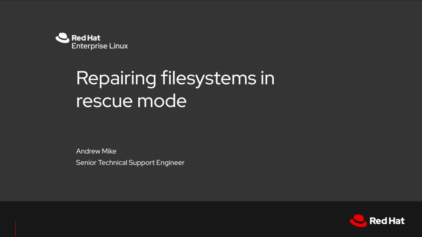Data loss happens to the best of us, whether through hardware failure, software errors, network outages affecting network-attached storage, or other issues. Linux file systems can enter a state where they are unable to be mounted by the operating system. In some cases, this damage can be repaired using the rescue mode found on the RHEL installation disk. This video will discuss booting to the rescue mode, identifying file system partitions, and executing file system repair commands.